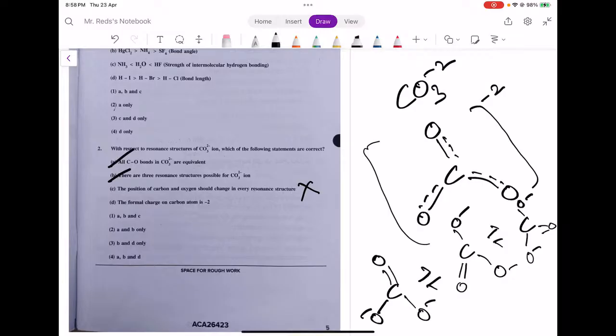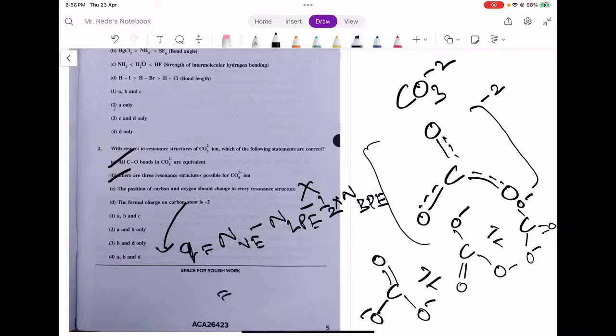Next, the formal charge of the carbon atom is 2. The formal charge of carbon is 0. Okay, how can you calculate, students, that the formal charge of carbon is 0? The formula is there. Formal charge Q is equal to the number of valence electrons minus the number of lone pair electrons minus half into the number of bond pair electrons.